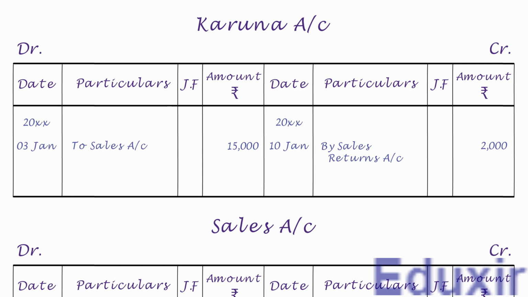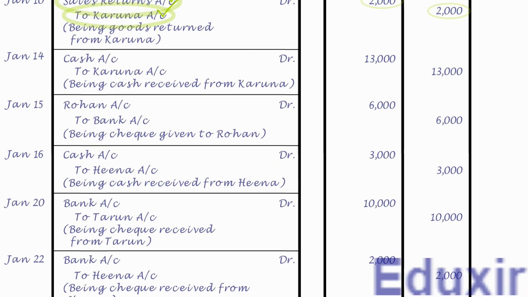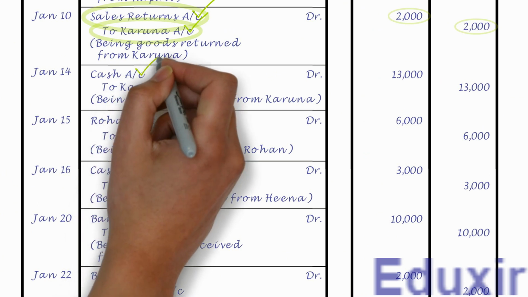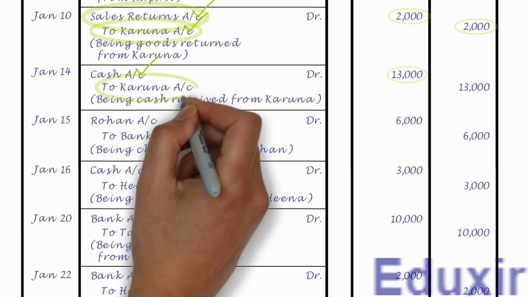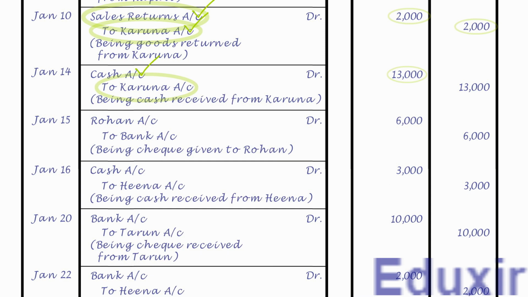Let us now take up the next entry. As the name suggests, it needs to be posted on the debit side of cash account and the debit amount is 13,000 rupees. Note that the details that need to be posted into the particulars column is Karuna account. We already have cash account. Let us now post this entry into that account.